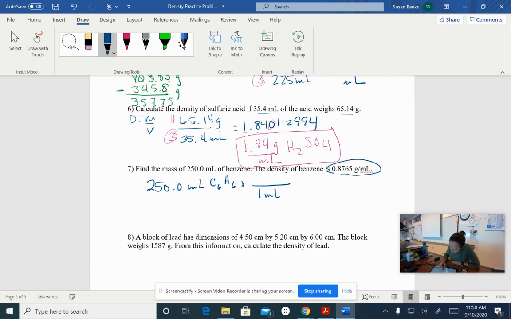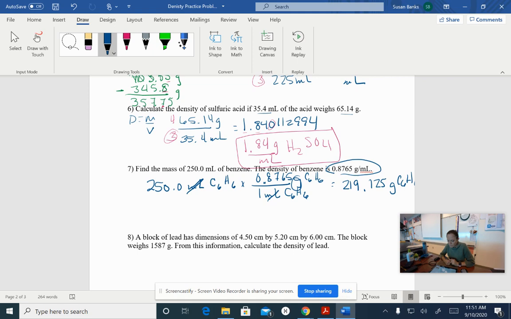So in 1 milliliter of benzene, I've got 0.8765 grams of benzene. Okay, so my milliliters will cancel and I'm left with grams, which is exactly what I wanted. So I'm going to take 250 and I'm going to multiply it by the density, which is 0.8765. And I will get 219.125 grams of benzene.